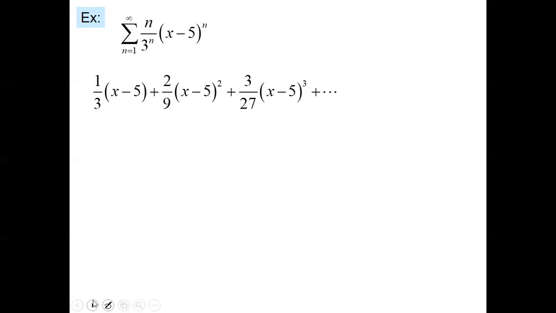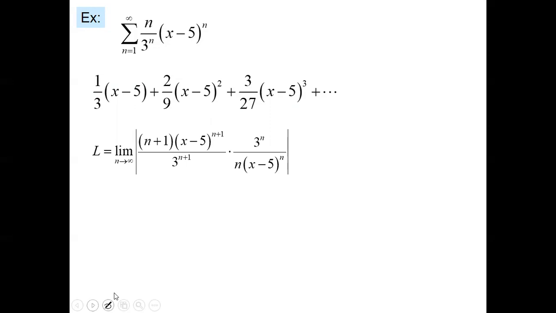And I would like to know what interval it converges on. So here's my n plus 1 term. That's this series itself, but now with n plus 1s in for all the n's, divided by the nth term, or times the reciprocal of the nth term. It's the same thing as dividing, multiplying by its reciprocal. And now we want to clean this up and see what happens.